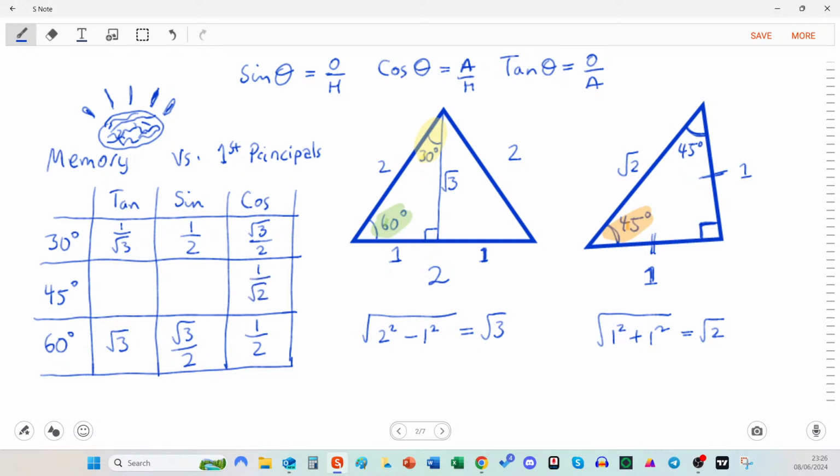Used that one before. We've seen 1 over root 3. With sine, we've got opposite over hypotenuse. That's 1 over root 2 again. Very cool. And then if we're talking tan, it's the opposite over the adjacent, which is 1. And now you've finished your table, and you can memorize this.